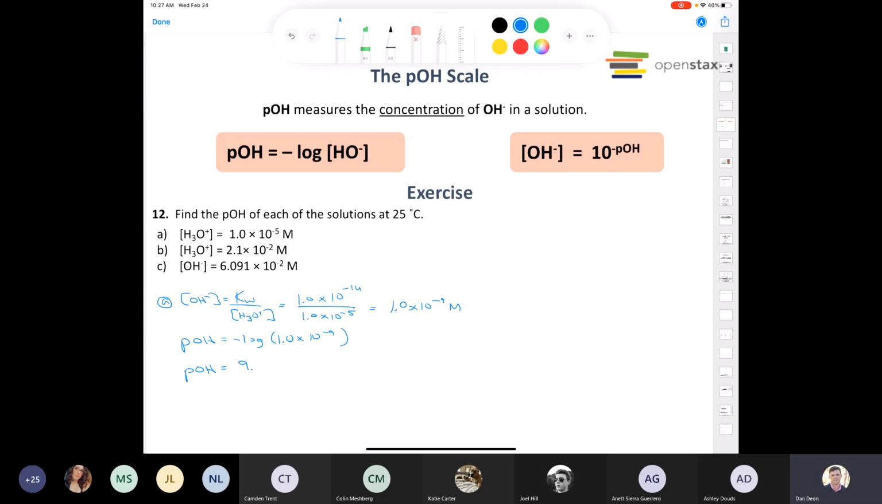So we're asked to find the pOH, not the concentration. Yeah, thanks, Luke. 9.00. Exactly. And that's the solution that I have shown here.